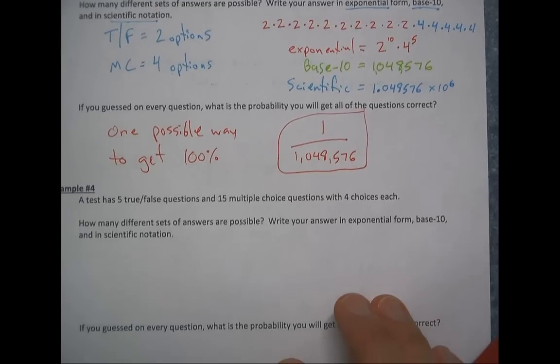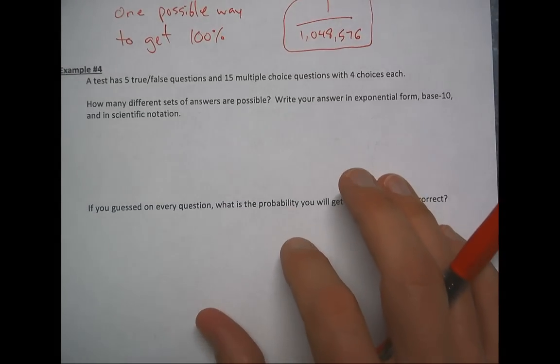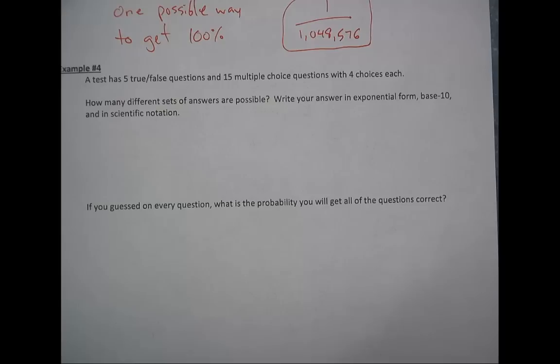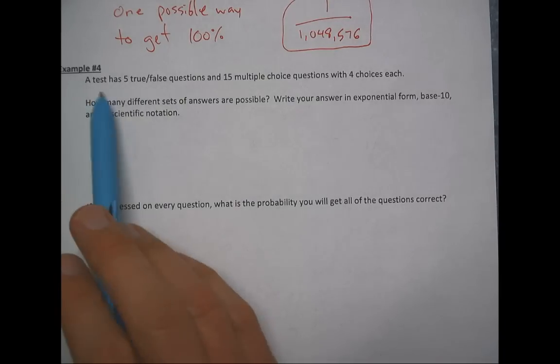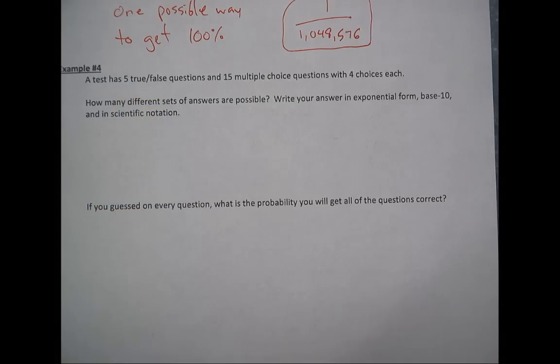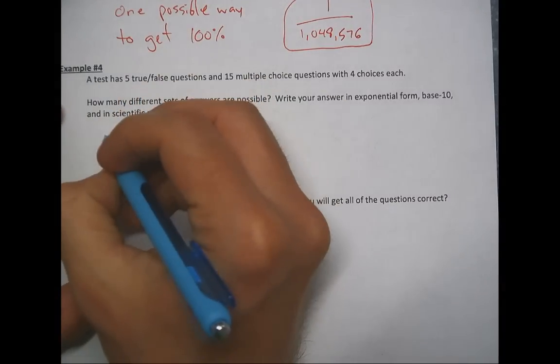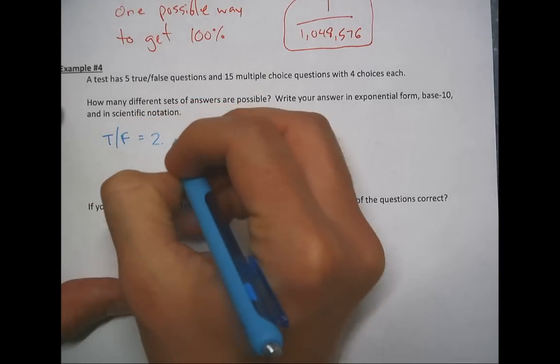All right, example number 4 is pretty much the same question, just with some little things changed. So I encourage you to pause the video and try it. And then once you've got your answers, run the video and see how you did. So example number 4, we've got 5 true or false questions. So again, true or false. They have 2 options.